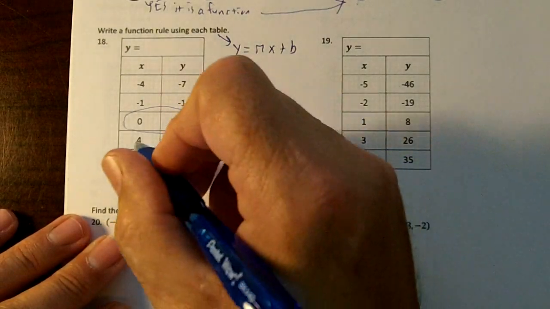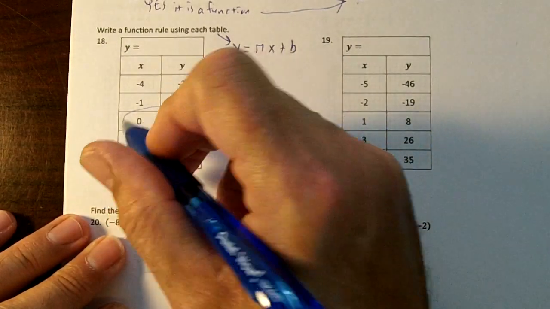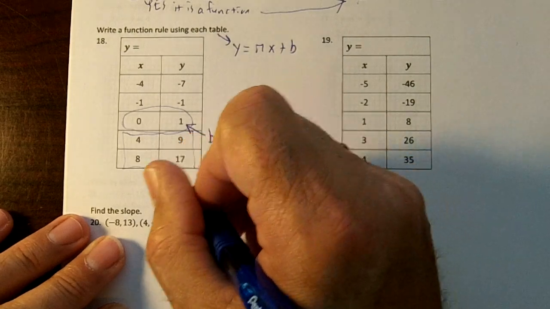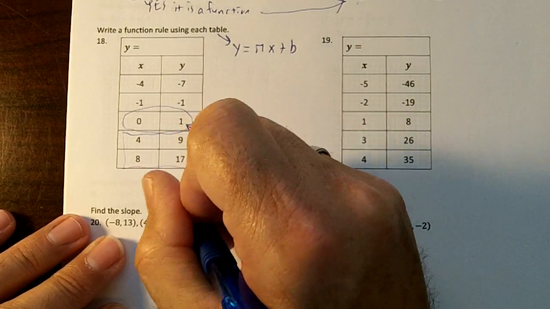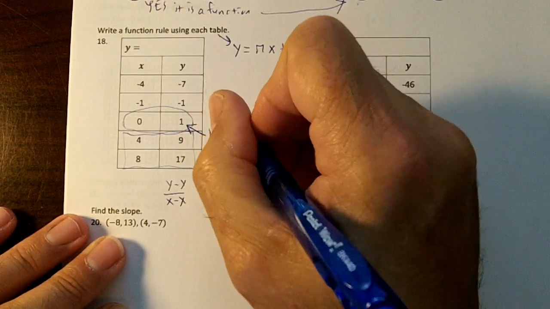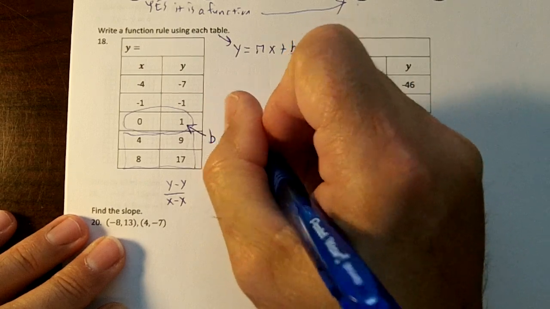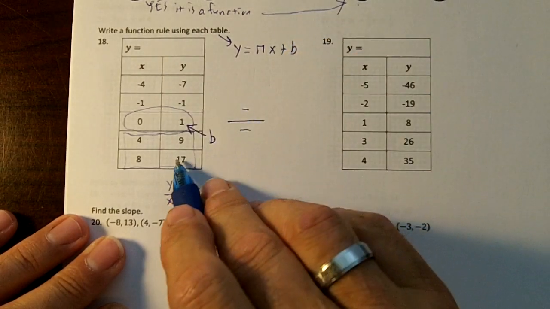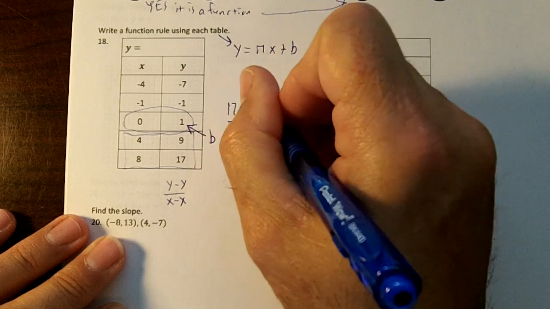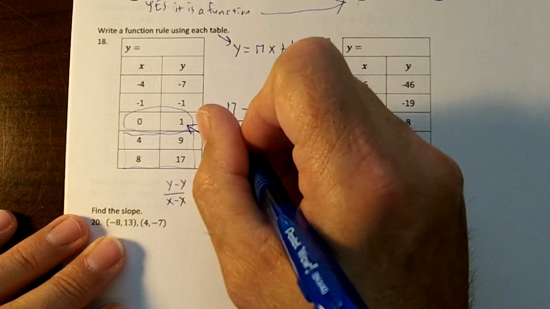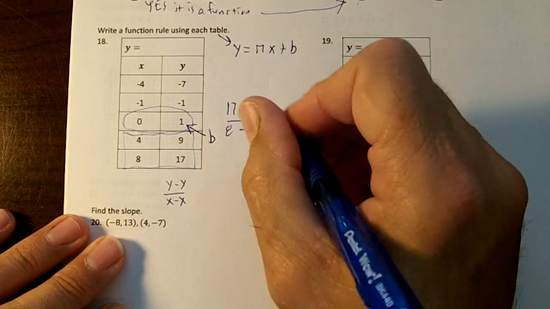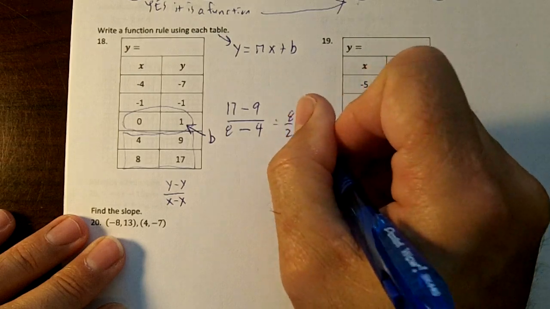Now then we need to find the slope, and I'm going to use these two ordered pairs to get my slope. So my slope is y minus y over x minus x. So right here I'm going to find my slope. Start with the two minuses, and I'm going to do 17 minus 9 over 8 minus 4. That would be 8 over 2, which is equal to 4.